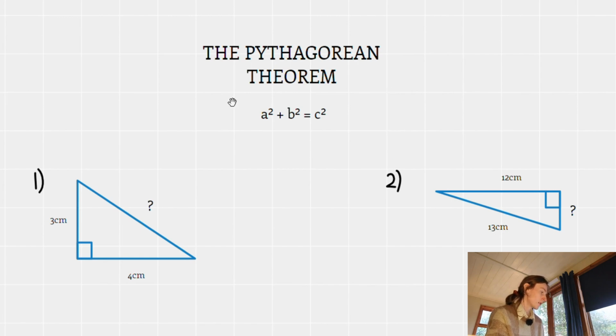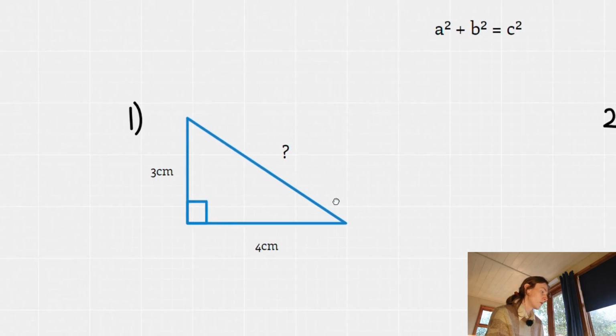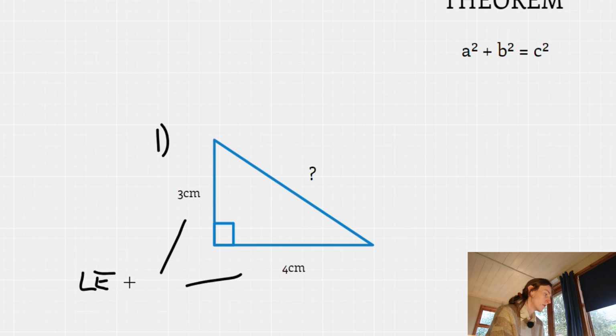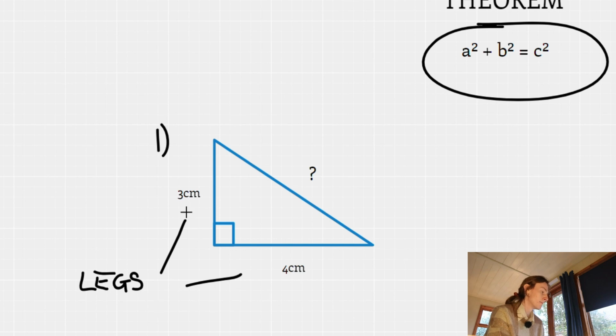I think it's best if we do an example together first so you understand how it works. So if we jump to question 1 over here. Here we have a right-angled triangle as shown by this square in the corner. Now in a right-angled triangle, the two sides that make the right angle are called legs. And let me just write that in. These correspond to the A and the B letter in the Pythagorean theorem up here. And it doesn't matter which one is A and which one's B.